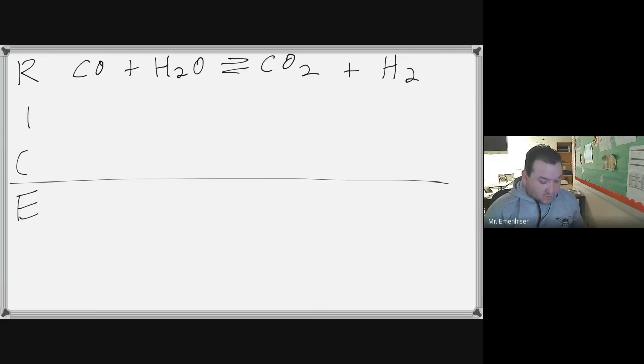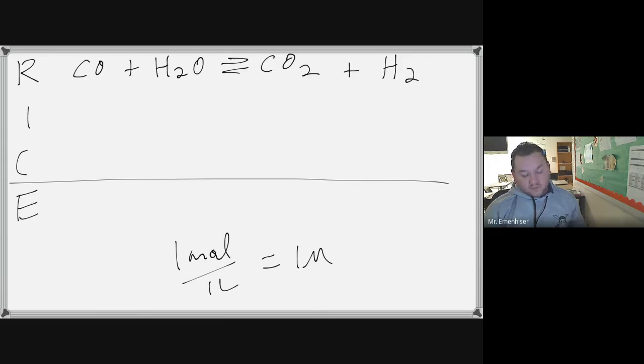All right, we're going to start with 1 molar. How do I know it's 1 molar? We had 1 mole of each substance in 1 liter. 1 mole over 1 liter is equal to 1 molar. So that's 1 molar this, 1 molar this, 1 molar this, 1 molar this.